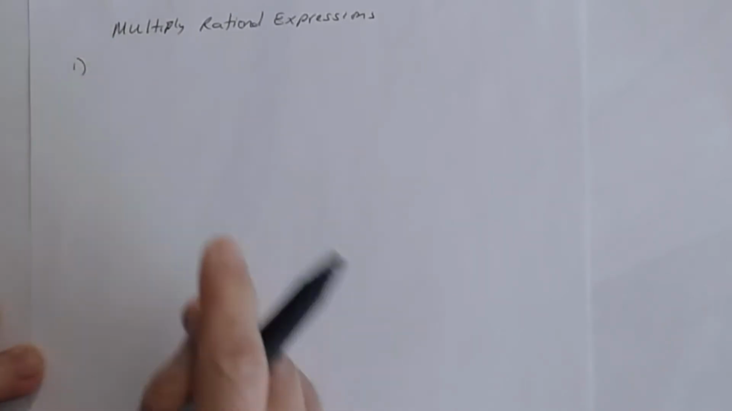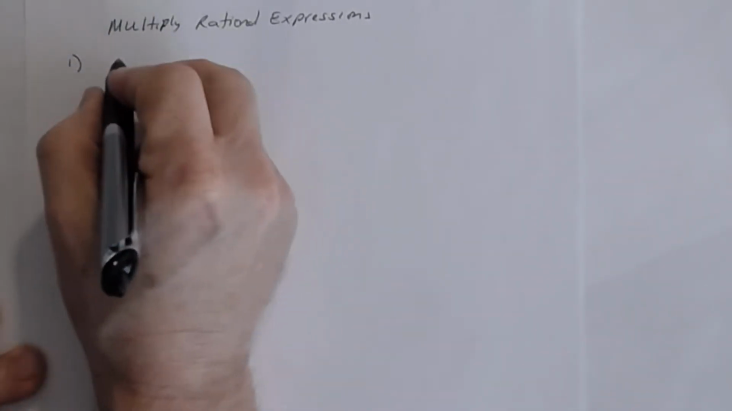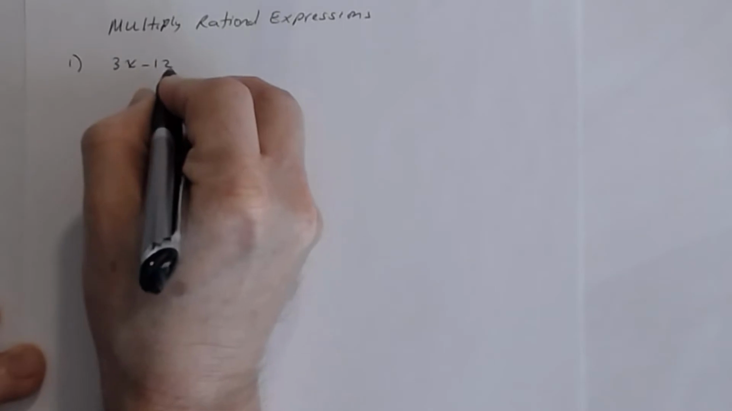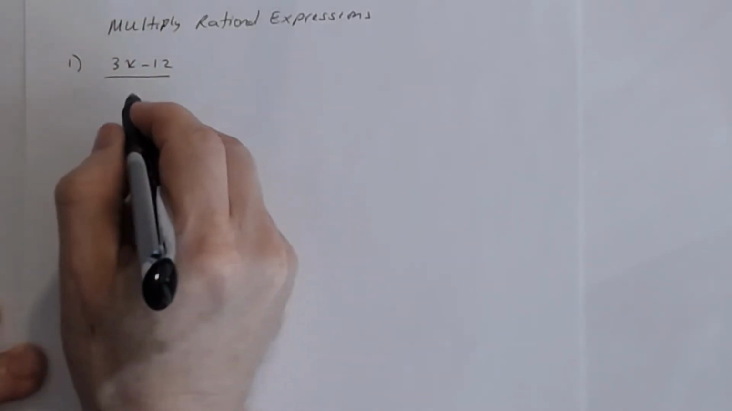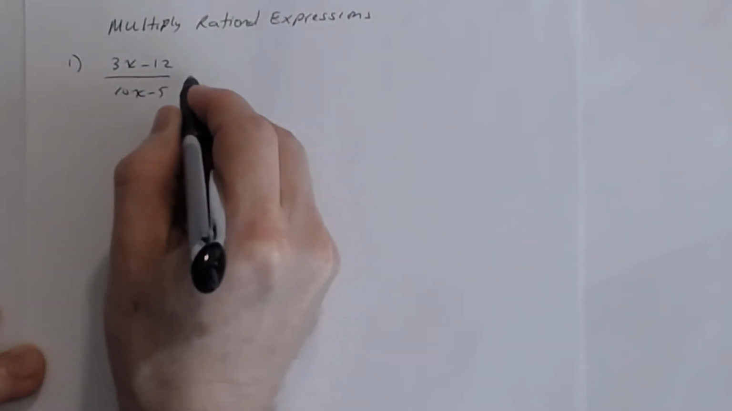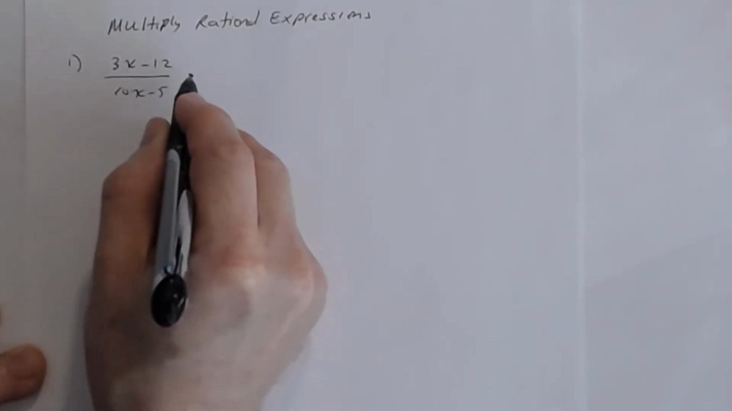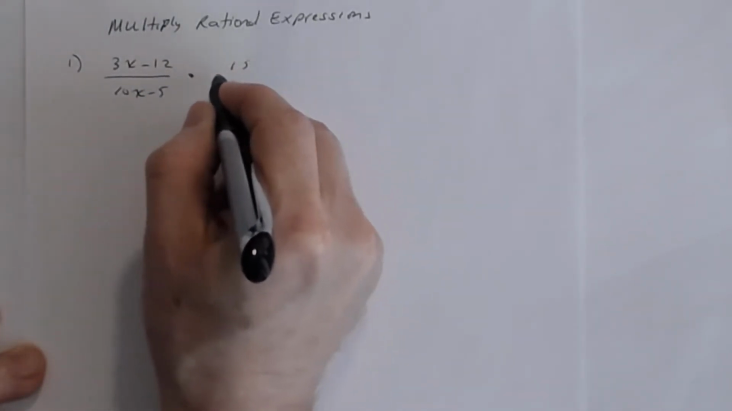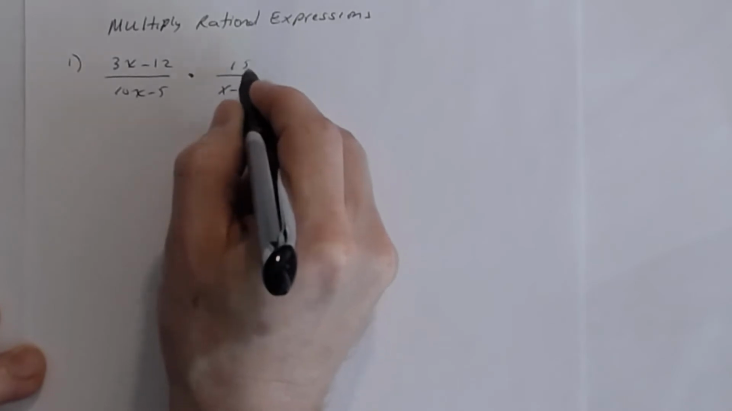All right, so multiplying rational expressions. Let's look at this first problem. This will be number one. So number one, you have 3x minus 12 divided by 10x minus 5, times this rational expression, 15 divided by x minus 4.